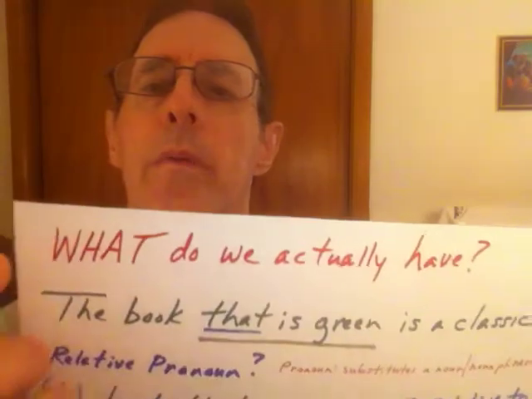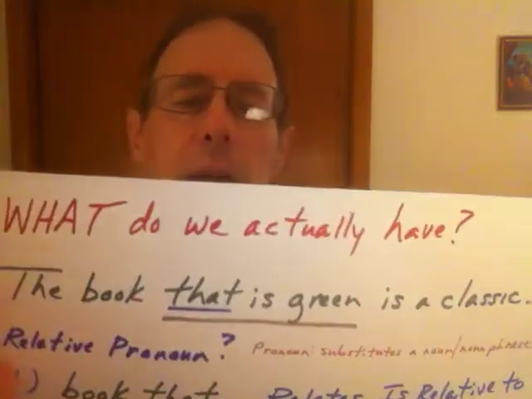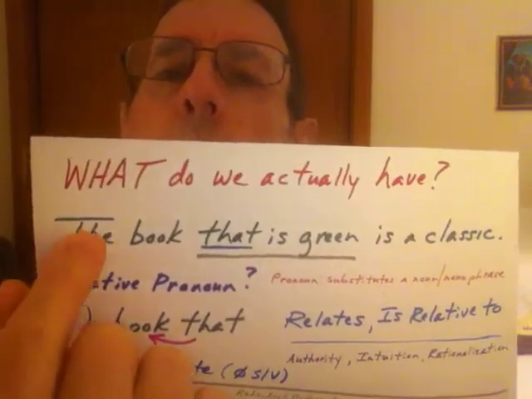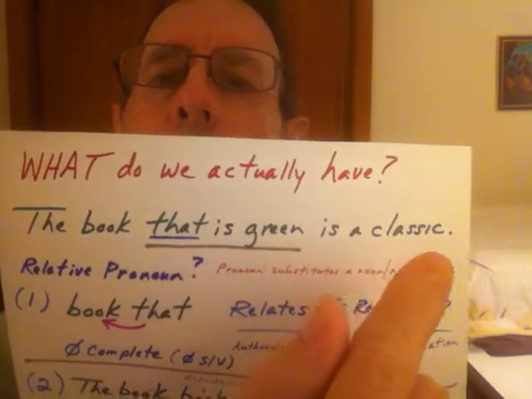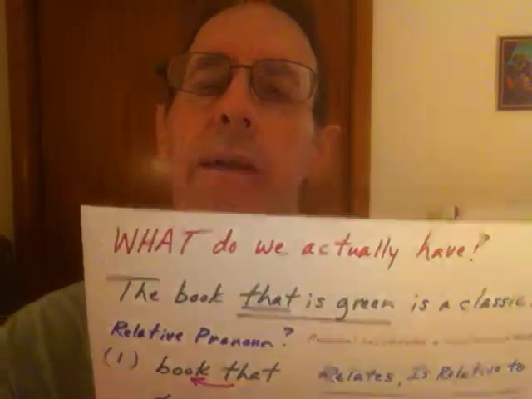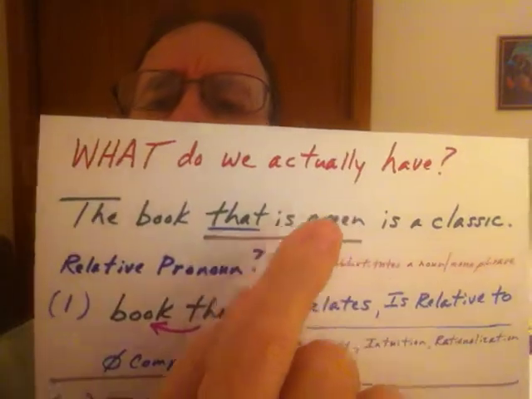So here's what do we really have? Do we really have a relative pronoun? Let's use another sentence from previous. The book that is green is a classic, all right? Now, is that actually a relative pronoun? Now, a pronoun we know is a word that substitutes for a noun or a noun phrase, okay? It sits in for a noun or noun phrase, all right? So here we have the book that is green.